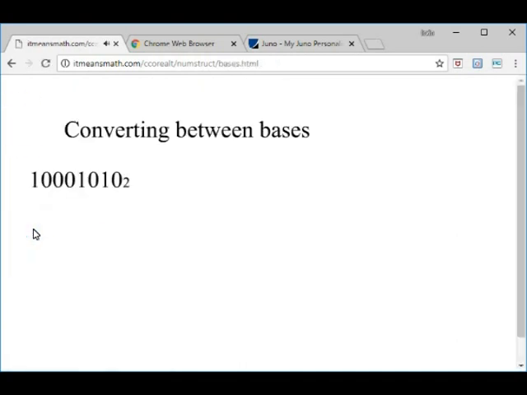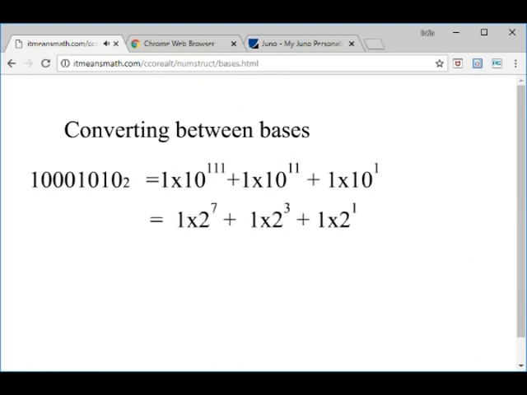We would like to convert that binary number to base 10. We can rewrite that number as 1 times 2 to the 7th power plus 1 times 2 to the 3rd power plus 1 times 2 to the 1st power. We rewrite that binary number using decimal numbers. 2 to the 7th is 128, 2 to the 3rd is 8, and 2 to the 1st is 2. We now perform the multiplications and add the numbers, and we get 138 in base 10.